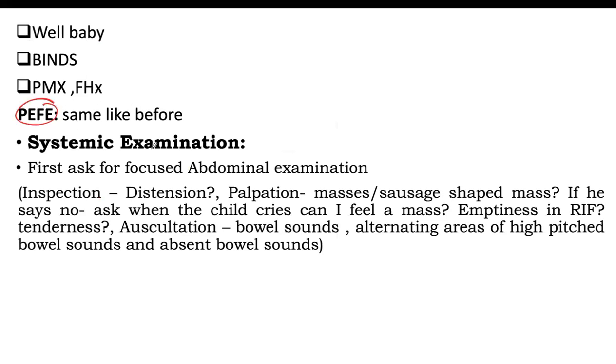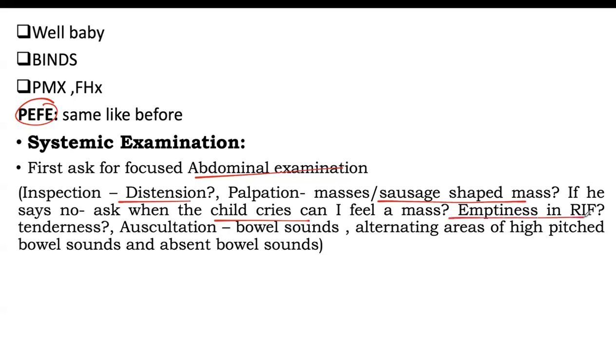Physical examination will be the same as before, but in this case, when you come to the abdominal exam, first, an intussusception patient can have a distended tummy because of obstruction. Then on palpation, you will be trying to feel for a sausage-shaped mass. Sometimes when the child is not crying, this mass might not be palpable. So when the child cries, sometimes it becomes more evident.